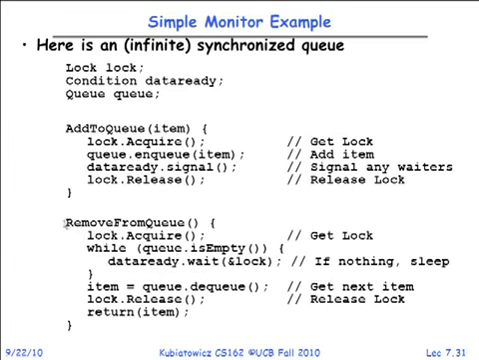Take a look here. To add to the queue, we acquire the lock, we enqueue the item, we signal the person who might be sleeping, and then we release the lock. On the remove from queue, we acquire the lock. In a continuous loop, we say while queue is empty, sleep, dataReady.wait. We're going to keep looping, because every now and then somebody will signal us, we'll wake up, and we'll check the condition again. If we're not empty anymore, we'll exit, we'll dequeue the item, we'll release the lock, and we'll return. This is a very good single condition variable pattern for you to think about.